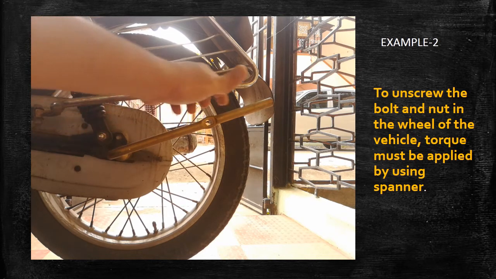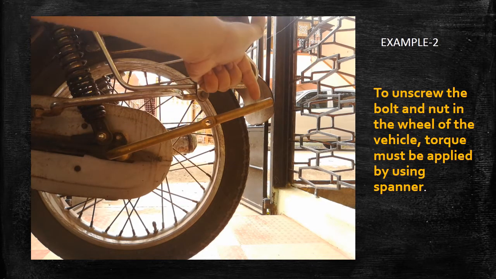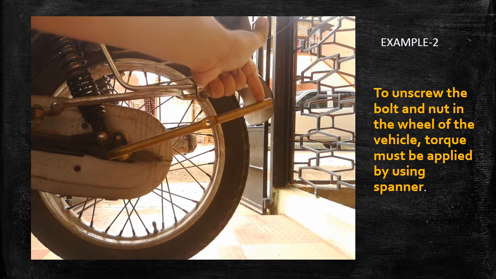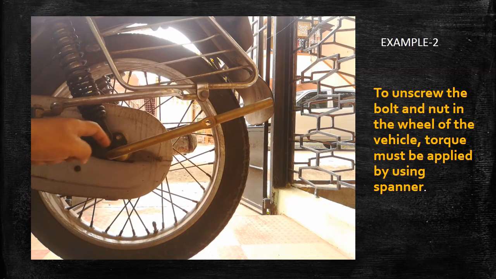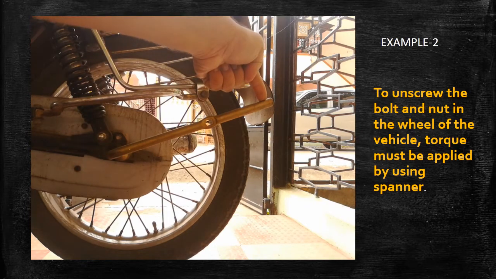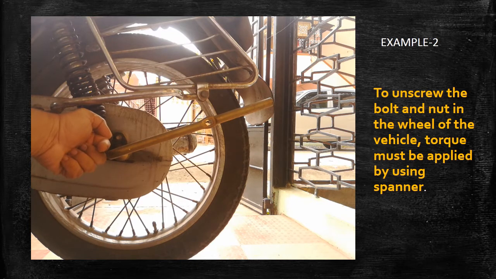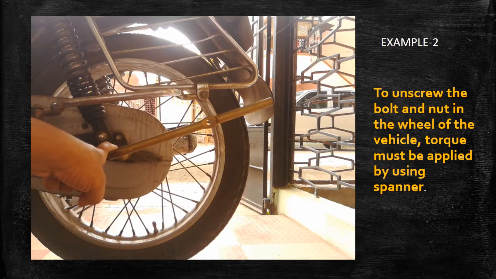Are you clear? To unscrew this, we have to apply the force in this direction. That force and perpendicular distance cause the torque at this point. Are you clear? Force and perpendicular distance are both perpendicular here. Torque will be acting in this direction. With the help of the right hand rule, we are able to find the direction of the torque. Understood?